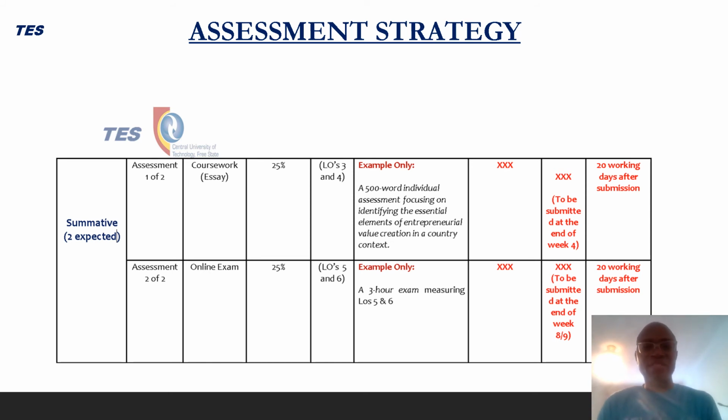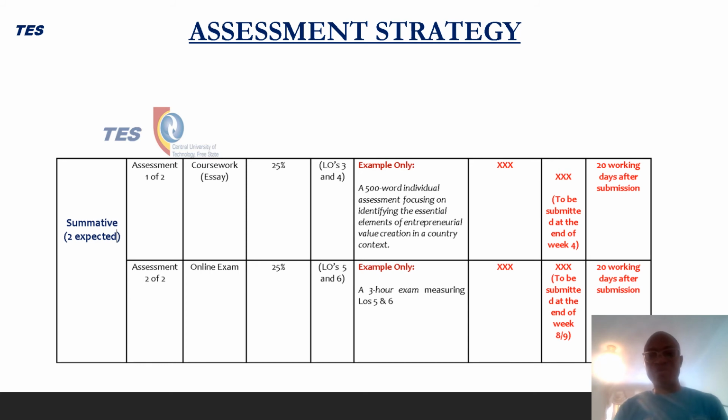For instance, I have a question here. This is a 500-word individual assessment focusing on identifying the essential elements of entrepreneurial value creation in a country context. So this is a 500-word assessment. Okay.